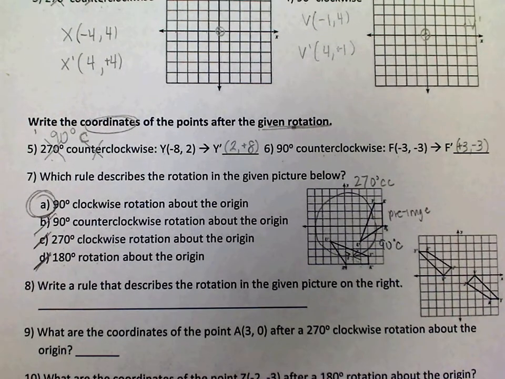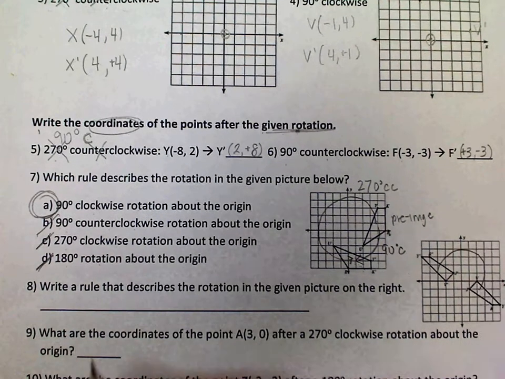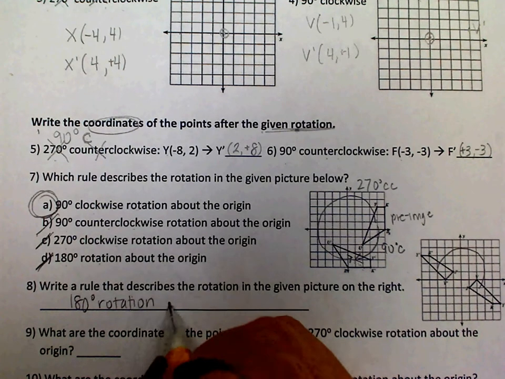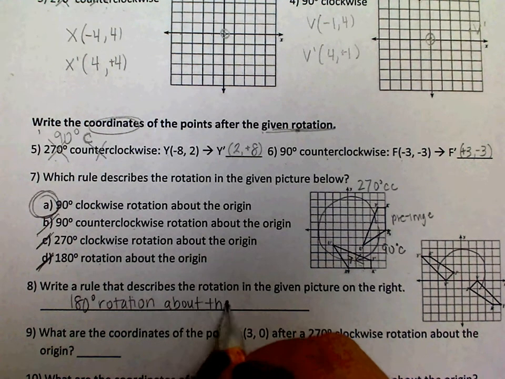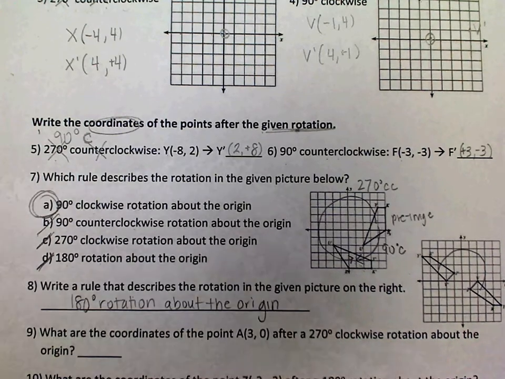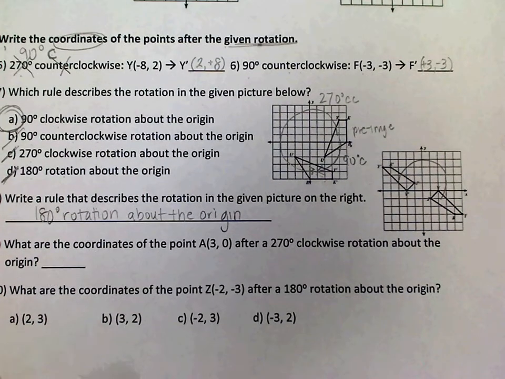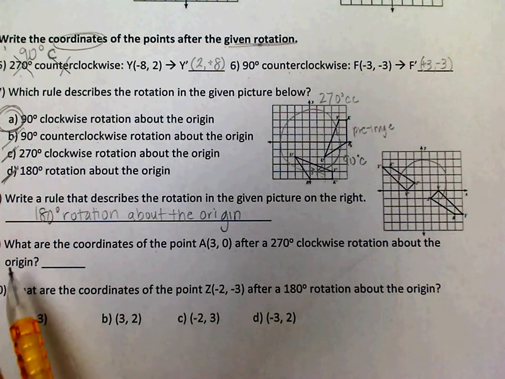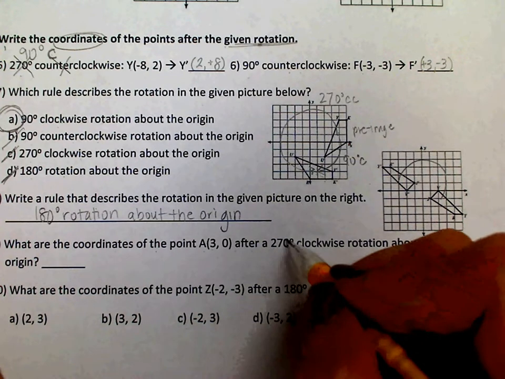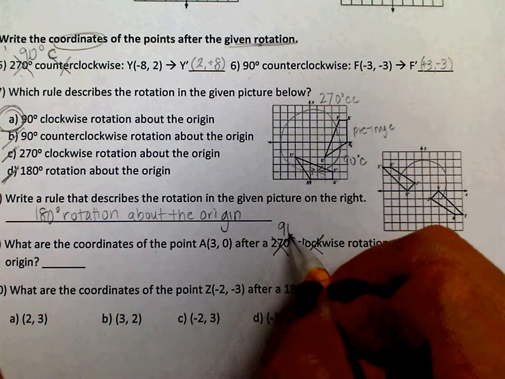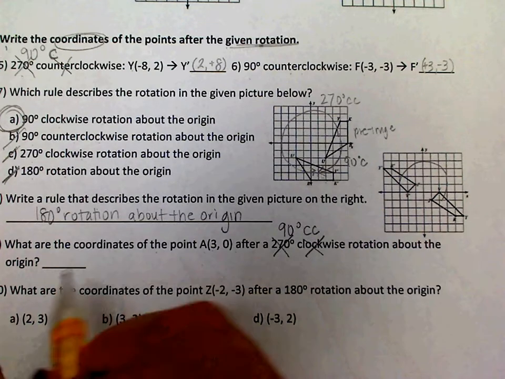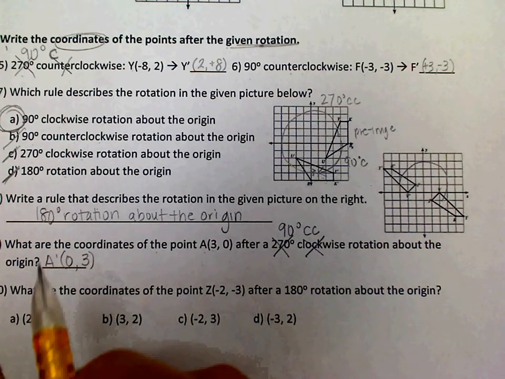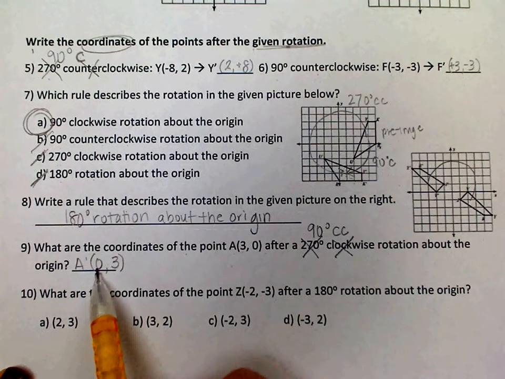Number 8, write a rule that describes the rotation in the given picture on the right. This is definitely a half circle, so all you have to do is say 180 degree rotation. If you want to add the about the origin part, you can as well. If you leave it out on the quiz, it's okay, but it's nice to have it in there. What are the coordinates of the point A(3,0) after a 270 degree clockwise rotation about the origin? Immediately I should think 90 degrees counterclockwise. What do you do for that? So for A prime, you switch them, and then the sign of the left one is supposed to change, but the left one is a 0, so you just leave it alone, and that's done.